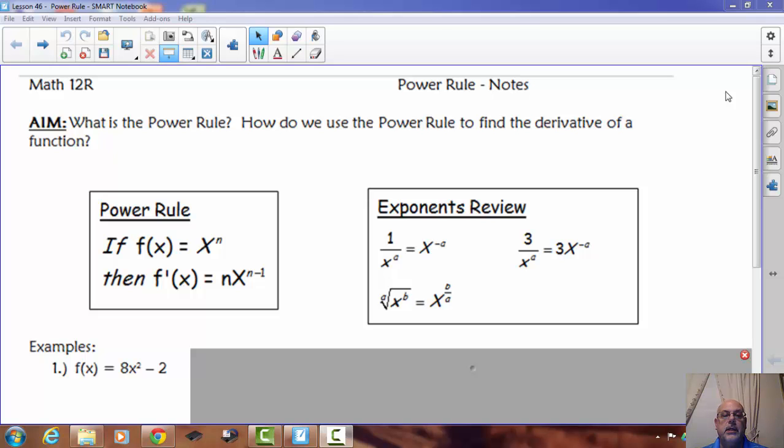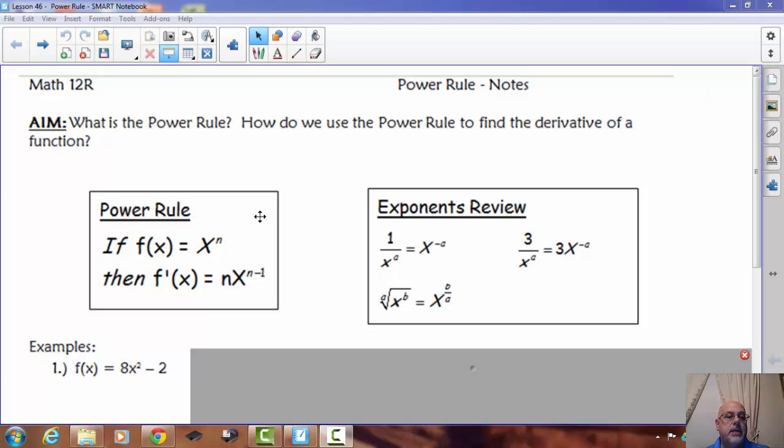Tonight's episode will focus on using the power rule to find the derivative. We've been using the limit definition of the derivative to find the derivative, and there are many steps on that, and it is a tedious process, so we're going to be looking at something called the power rule to find the derivative.